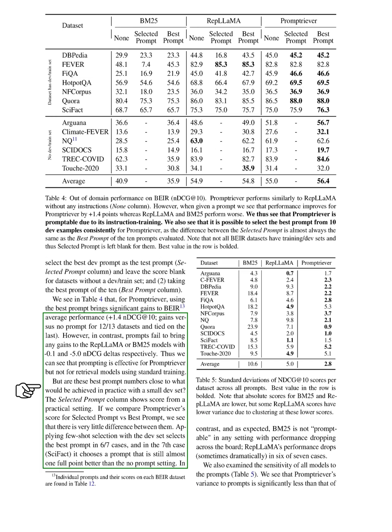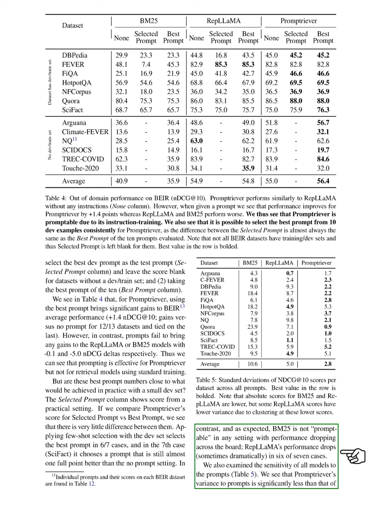Our results show that using the best prompt significantly boosts Promptriever's average performance on BEIR, while prompts do not help RepLLaMA or BM25 models. The selected prompt column indicates that there is little difference between the scores for the best prompt and those selected in a practical setting. In most cases, the best prompt chosen from the validation set leads to improved performance.